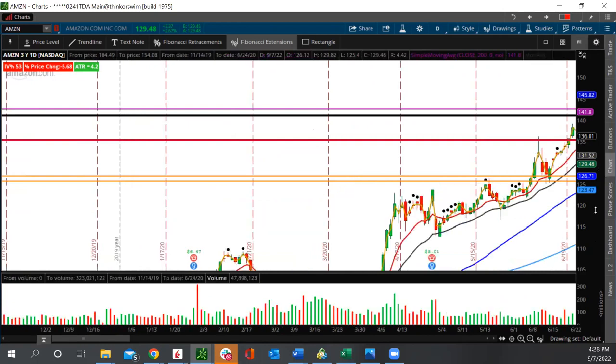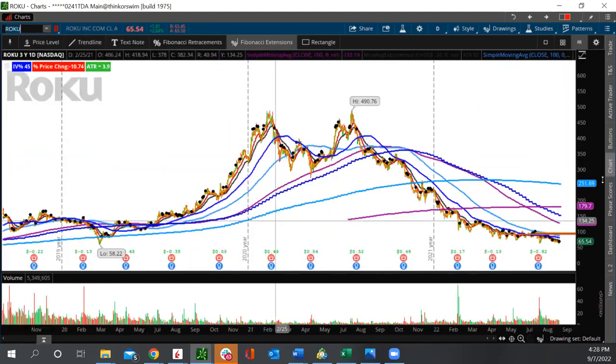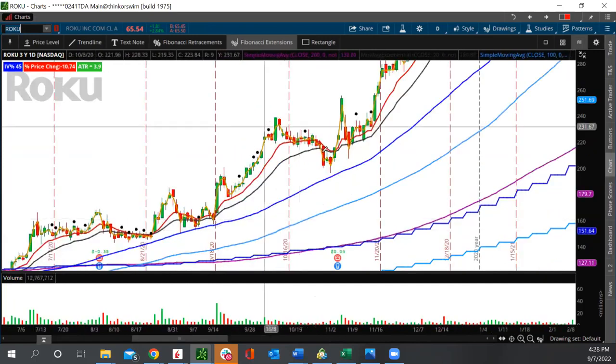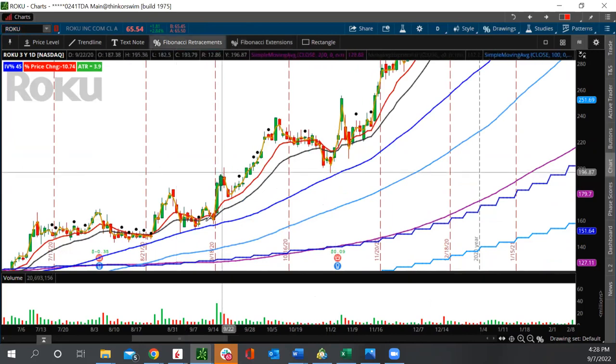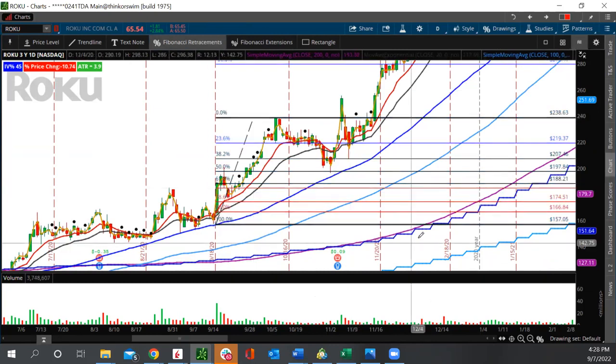Okay. Let's talk about using it in conjunction with RSI. Let's go back and look at some of these examples again. Let's go back to Roku, just because it's easy to spot those areas on Roku for me. This move here, we went from this low to this high and came right back down to the 50. So now let's throw on the RSI and see what it was looking like at that time.